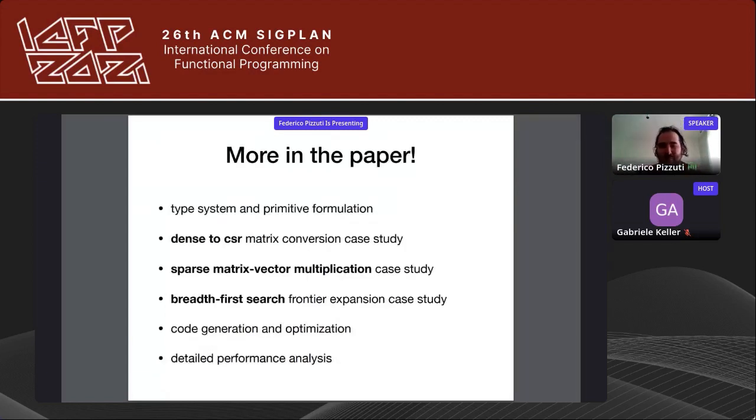Of course, there is much more in the paper. We talk about the type system in great detail. There were three case studies: dense to CSR, the sparse matrix vector multiplication, but also the breadth first search over the graph, which didn't make it for the presentation, but it's all in there. We also talk about code generation and optimization, and there is some detailed performance analysis.